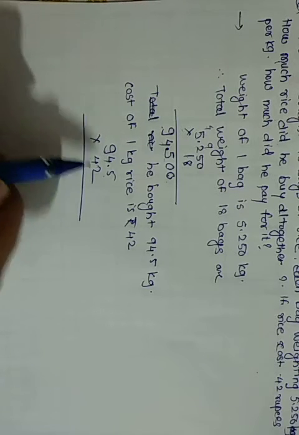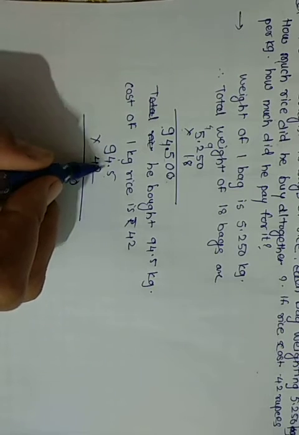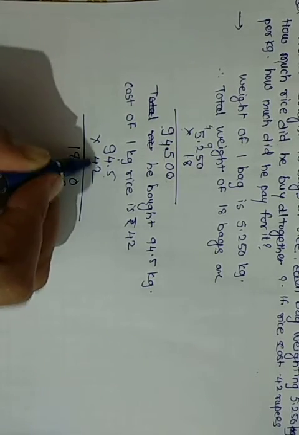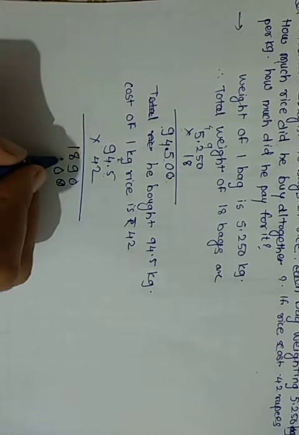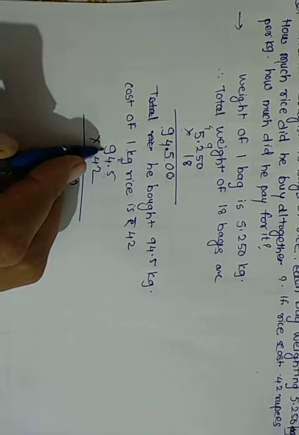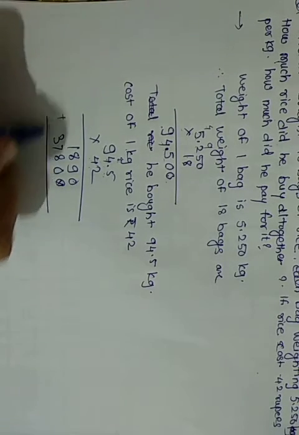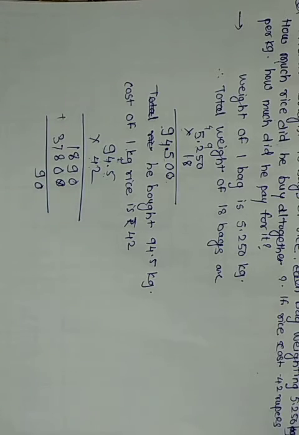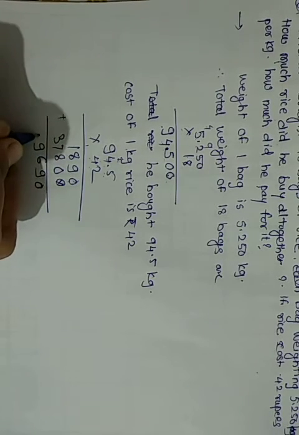945 multiplied by 42. 2 5 is 10. 4 2 is 8 plus 1, 9. 9 2 is 18. Take 0. 4 5 is 20. 4 4 is 16. 16 plus 2, 18. 9 4 is 36 plus 1, 37. Now add this: 0, 9. 8 plus 8 is 16. 1 plus 1 plus 7 is 9 and 3.